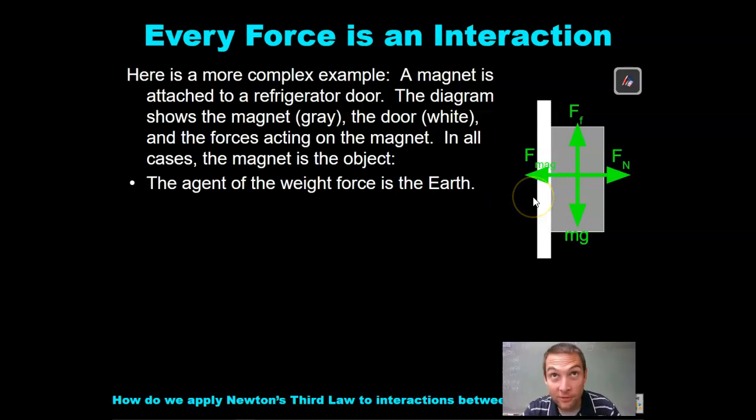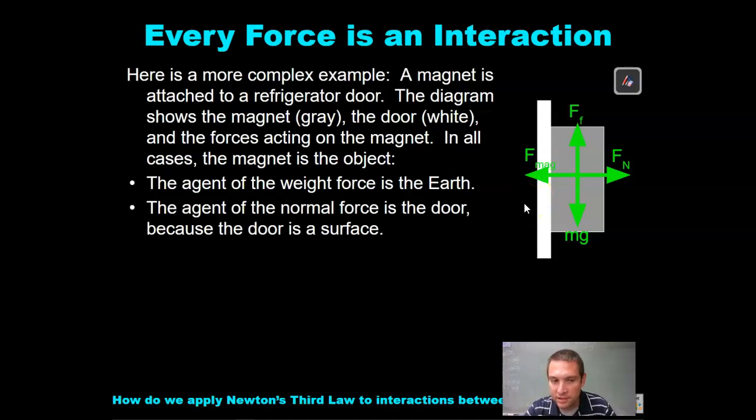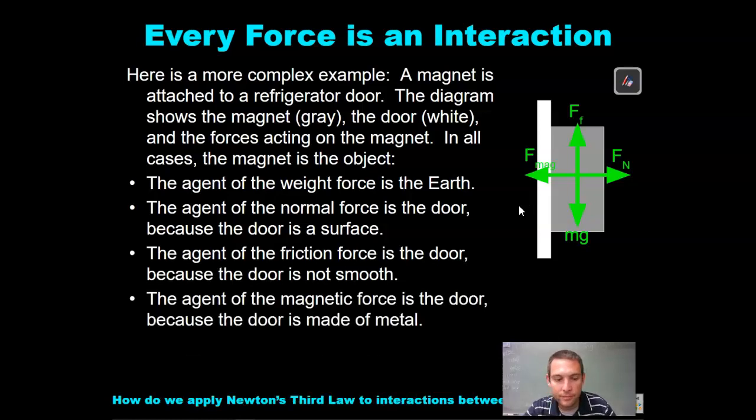The agent of the weight force is the earth. The agent of the normal force is the door, because the door is a surface. And the agent of the frictional force is the door, because the door is not smooth. The agent of the magnetic force is the door because the door is made of metal.